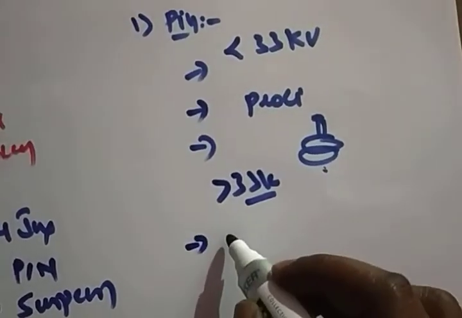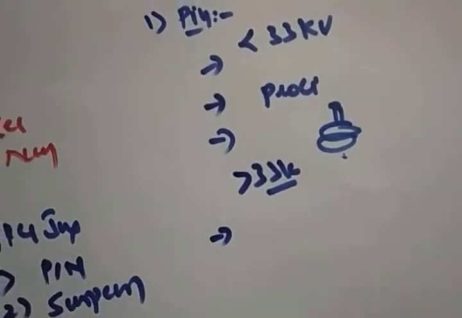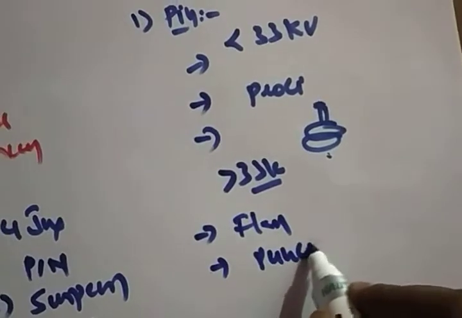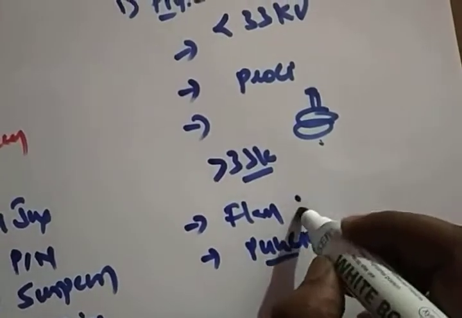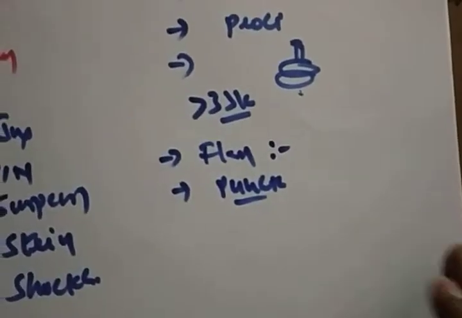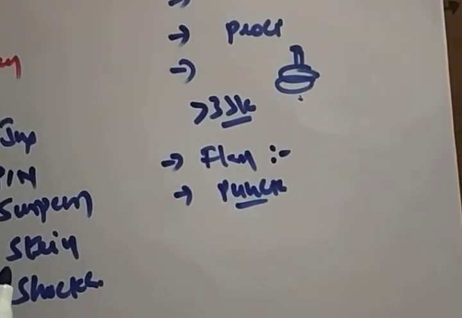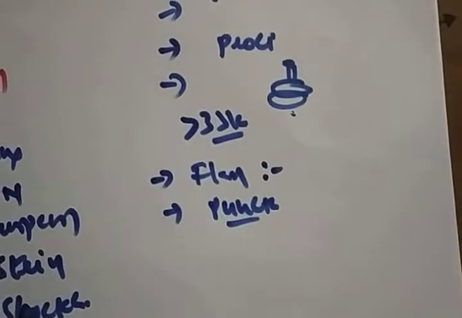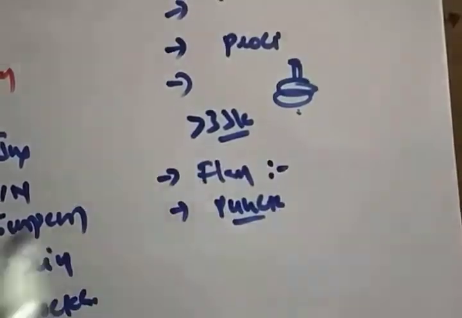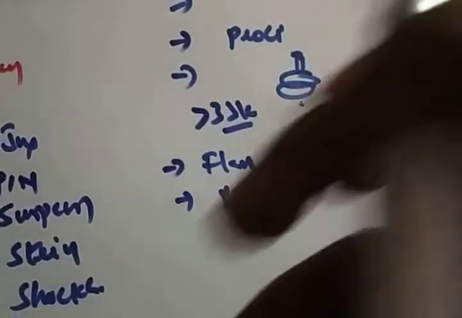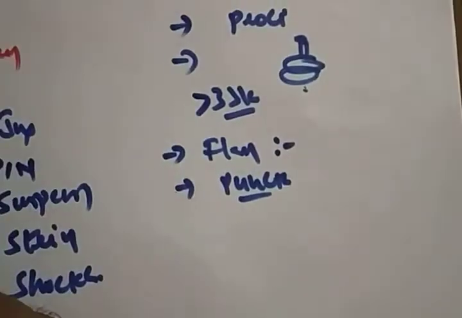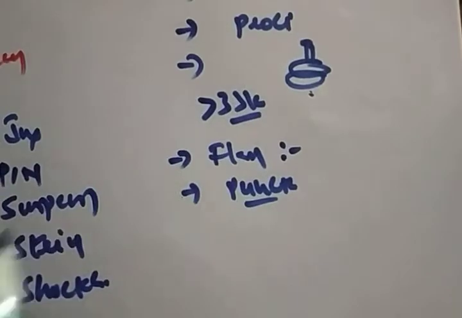There are 2 types of failures. What are they? Flashover, and second, puncture. What is a flashover? Each and every layer must be designed with glazing, nothing but a smooth surface. The porcelain layers are made as a smooth layer.